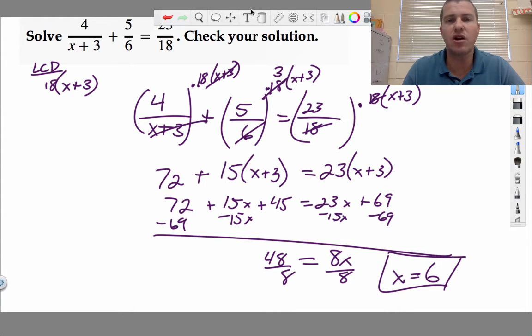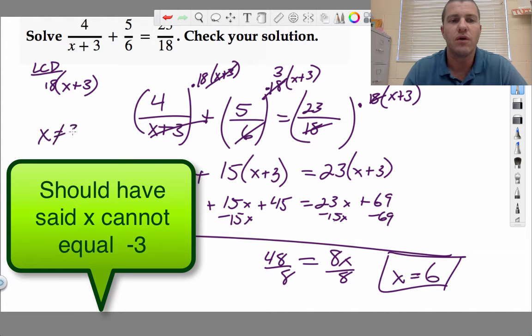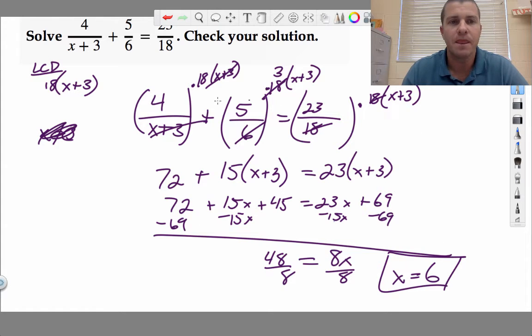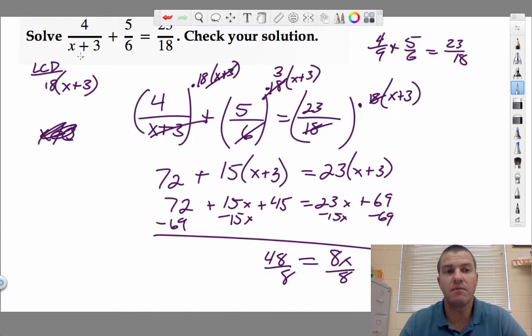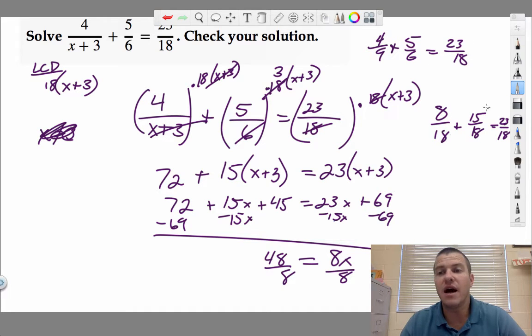So when it says check your solution, what you're basically checking for is that it's not a restriction. So the only restriction I have here is from the denominators, x cannot equal 3. Because that's not one of my solutions, it's fine. You can still check to see if it's correct. 4 over 9, that plug in 6, that becomes 9. 4 over 9 plus 5 over 6 equals 23 over 18. And 8 over 18, get a common denominator. 15 over 15 adds to be 23 over 18.